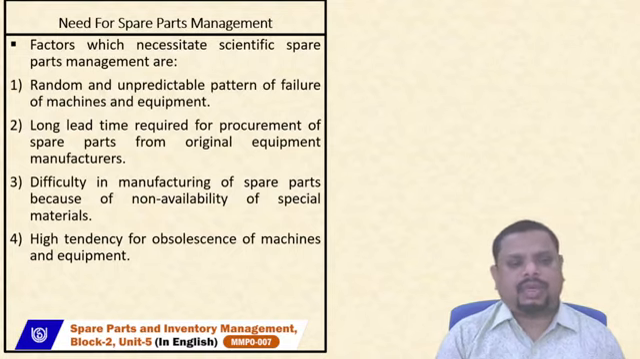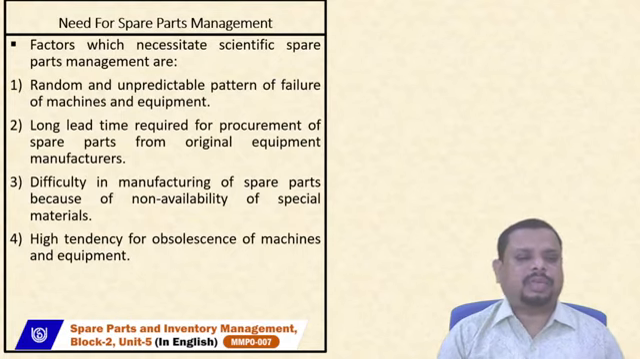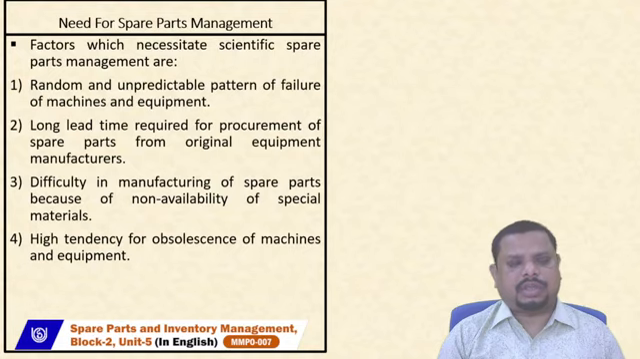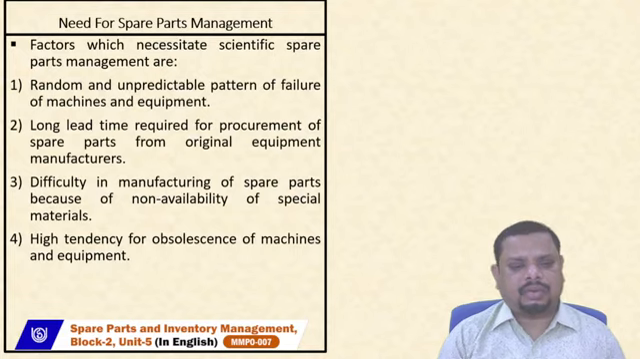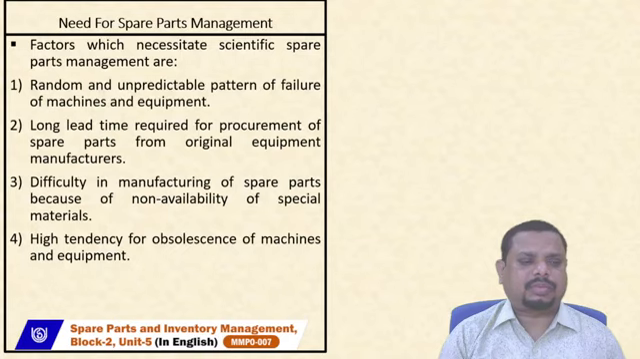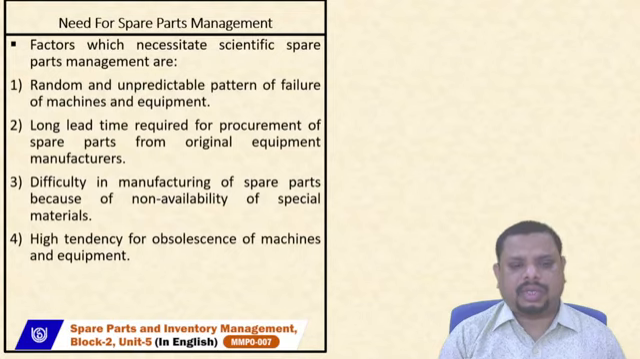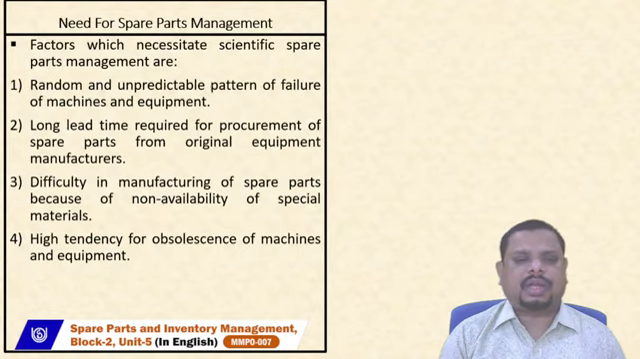The third point is that we have difficulty in manufacturing spare parts because of non-availability of special materials. Various manufacturing industries use special kinds of metal like titanium. Some companies use diamond cutting tools to provide precise work, and some companies use highly automated machines for manufacturing complex parts. So in spare parts management, it is difficult for manufacturing organizations to manufacture spare parts because of the non-availability of special kinds of material, especially for spare parts and inventories.